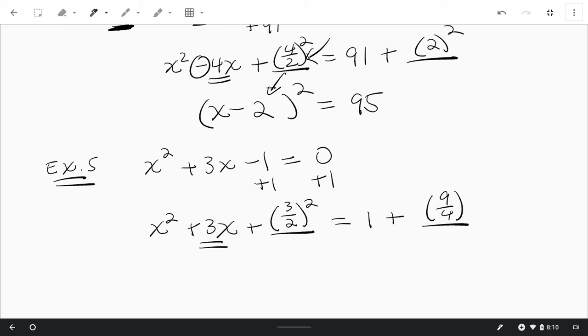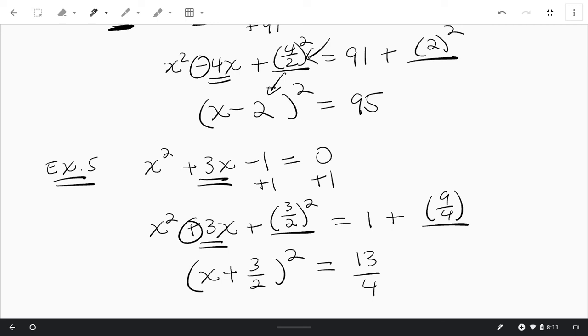Okay. So again, this side factors out to a square of a binomial. It's going to be x. We're going to use this sign, so it's plus. And over here, we're going to have 3 over 2. Okay. And then on the right-hand side, you can do the math there, and you should get 13 over 4. So that's the only difference between having an even number versus an odd number for that middle term. The only difference is that when it's odd, we introduce fractions.